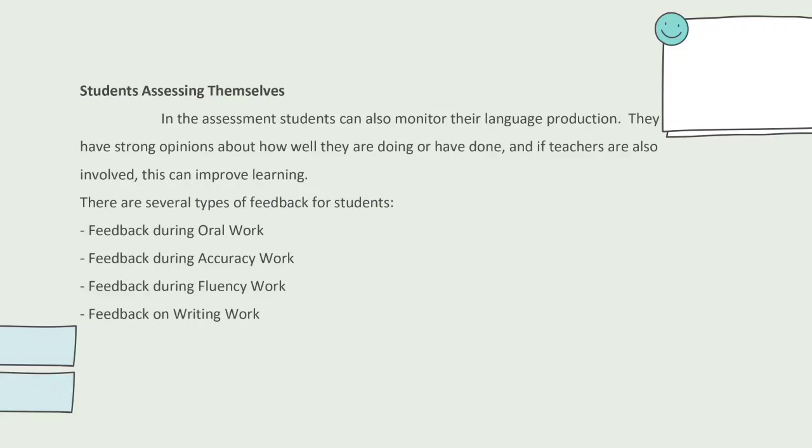Second is feedback during accuracy work. Correction usually consists of two stages. First, the teacher points out the mistakes made by students, and second, if necessary, students can help do it themselves.